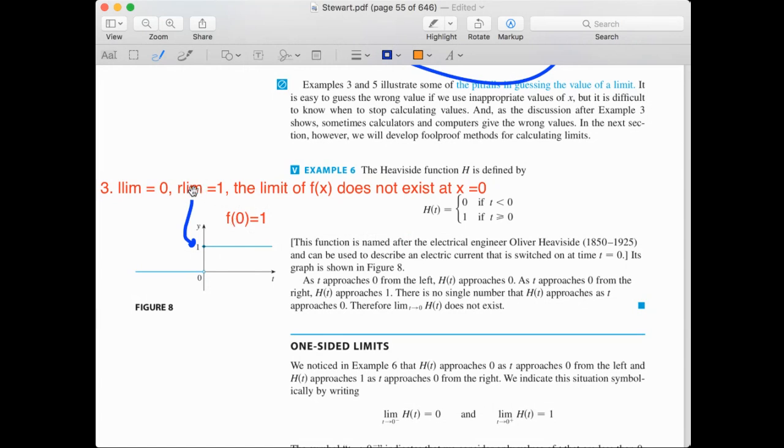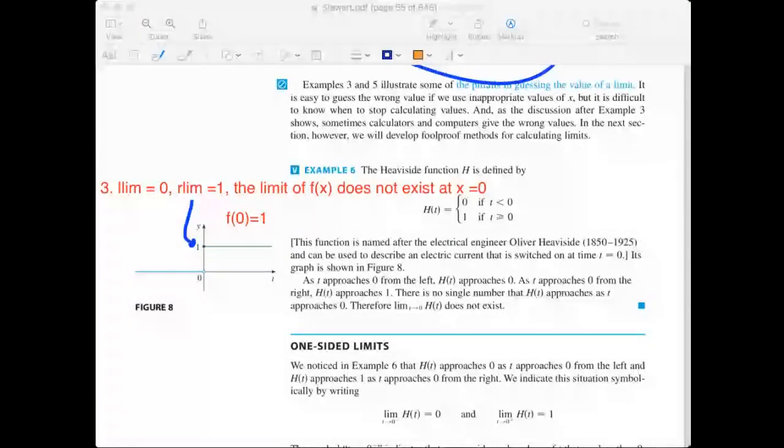But as long as the right limit does not equal the left limit, we conclude the limit of f of x does not exist at x equals 0. The function value does exist, but it does not mean the function is continuous. It could be different situations. We see 3 situations, right?